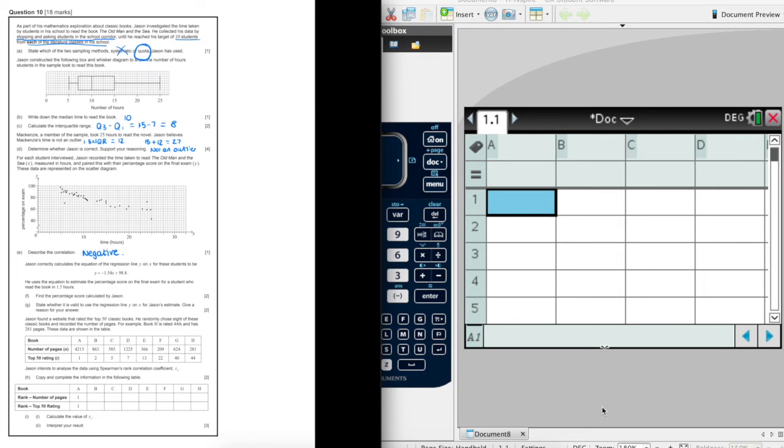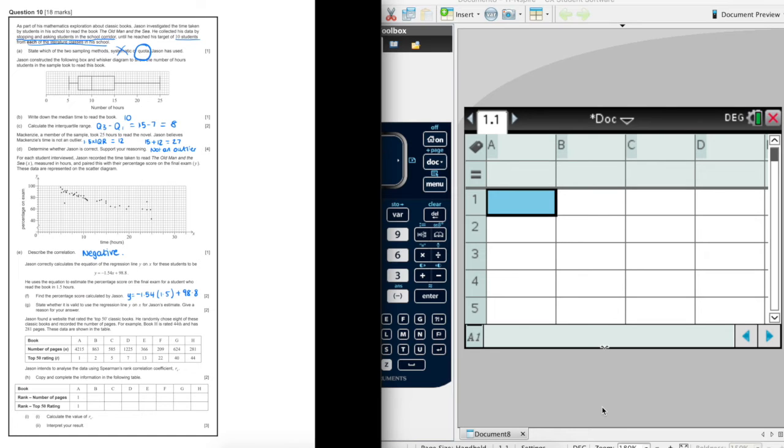So they calculate the equation of the regression line, and that's given to us here. And we're going to use it to estimate the percentage when a student read the book in 1.5 hours. So 1.5 hours is somewhere down here, and we can then work out the percentage. So the percentage is equal to minus 1.54 times 1.5 plus 98.8. So I'm literally just substituting in my x value as 1.5.